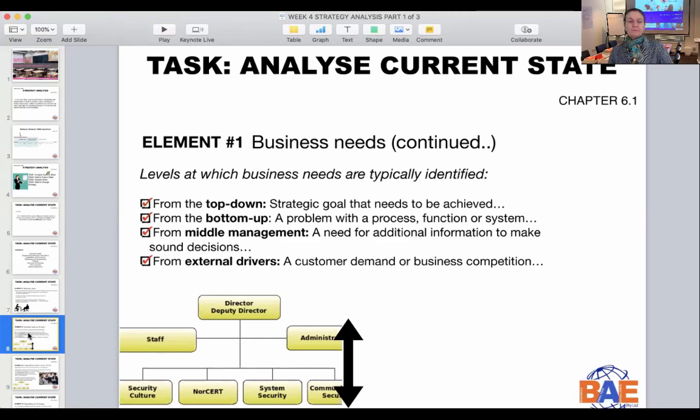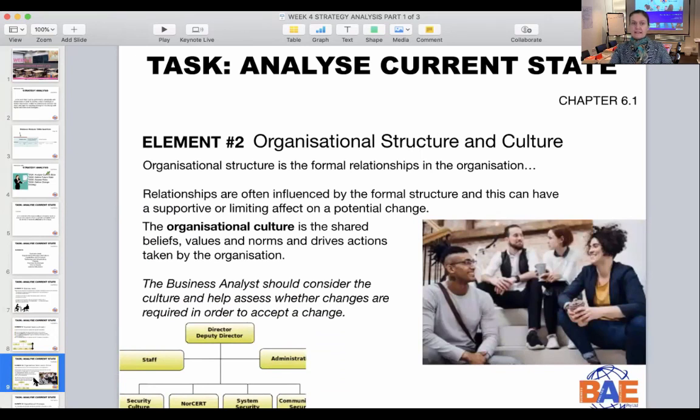All right, so then if we delve into the next element, this is organizational structure and culture. The organizational structure is the formal relationships in the organization, and any relationships within the organization are influenced by this formal structure. It can have either a very supportive impact on a potential change, or in some ways it could limit the potential change. So it's important for us to understand the organizational structure and some of the relationships that exist.